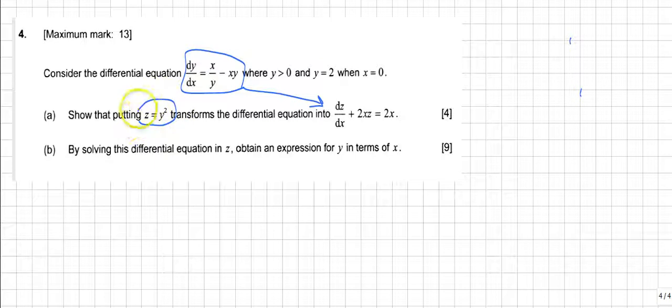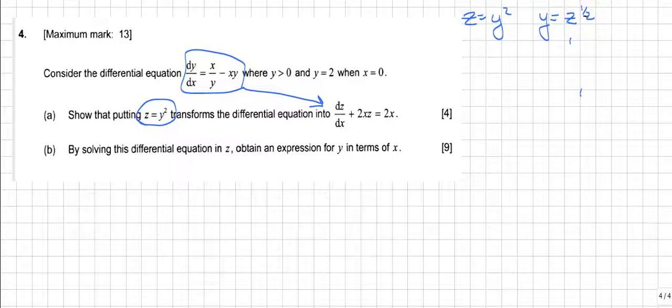And they tell you, which is nice, what to let z equal. So z equals y squared. So we're going to do some substituting in just a minute because we're trying to get a result that has only x's and z's in it. So we need to know what y equals. Well, y equals z to the 1/2.